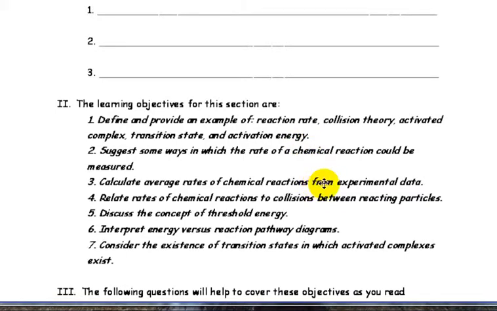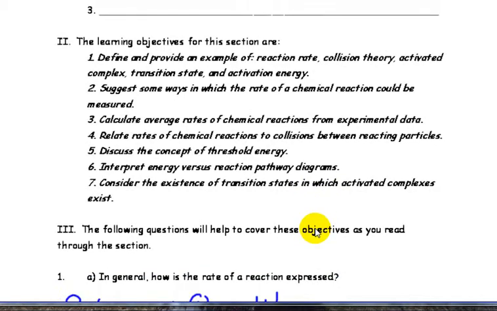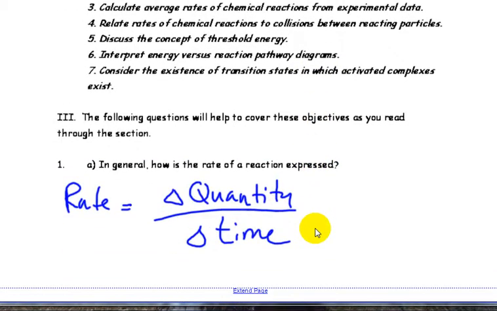Suggest some ways in which a chemical reaction can be measured. Calculate average rates using experimental data. Relate rates of a chemical reaction to collision between reacting particles. Discuss what is meant by threshold energy. Interpreting reaction pathway diagrams and considering the existence of transition states and activated complexes.